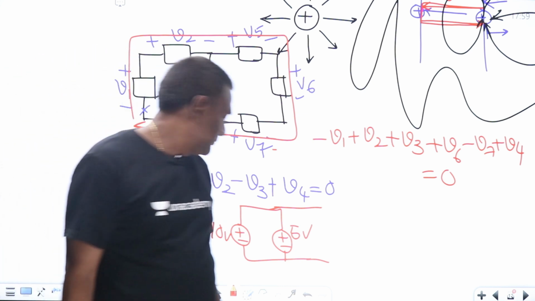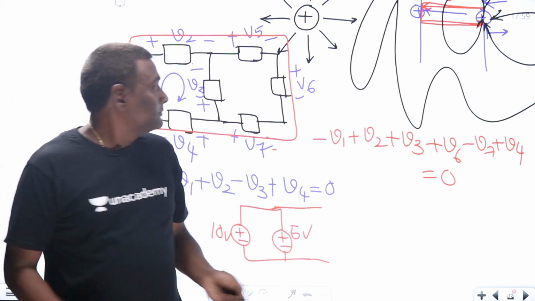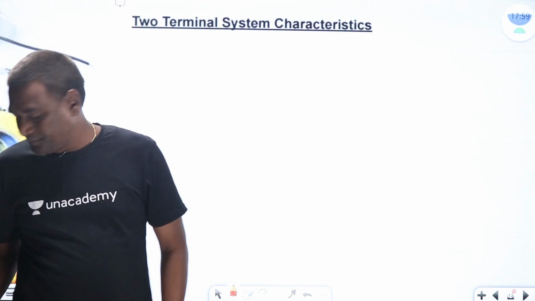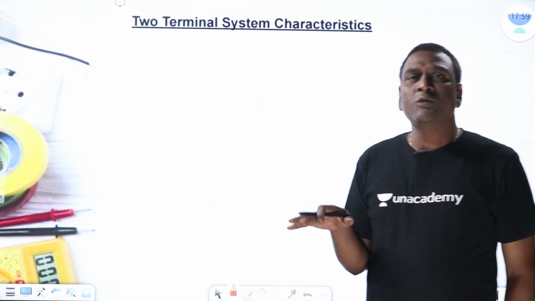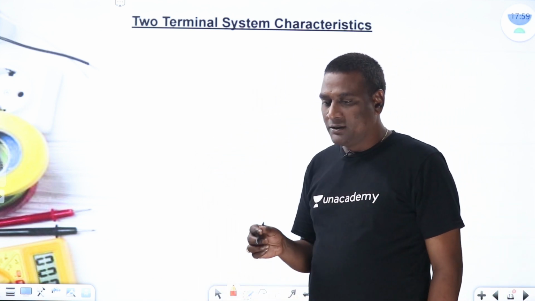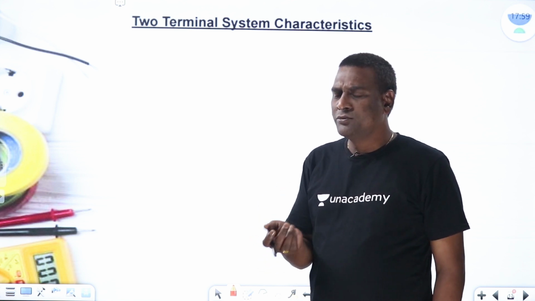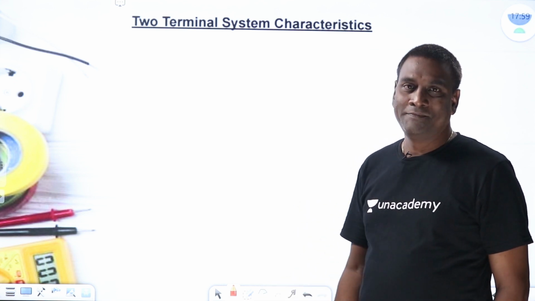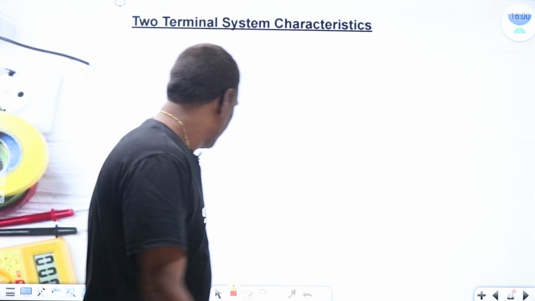Let me think of two-terminal system characteristics. By the end of this discussion, we will come to know that in a two-terminal system, our conclusion will be that our active elements will never be linear. But still, why we are using them, we also have to understand.